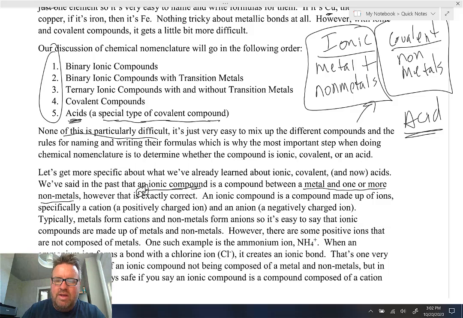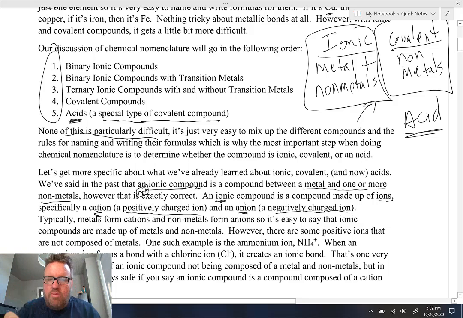When we were talking about it earlier, it was helpful, an easy way to do it, but really, an ionic compound has ions in it. An ionic compound is always made up of ions. Specifically, to be an ionic compound, there has to be a positively charged ion, which is called a cation, and a negatively charged ion, which we call an anion. Normally, the metals are positively charged and the nonmetals are negatively charged, so it's pretty easy to say that ionic compounds are made up of metals and nonmetals. However, there are some positive ions that aren't made up of metals.